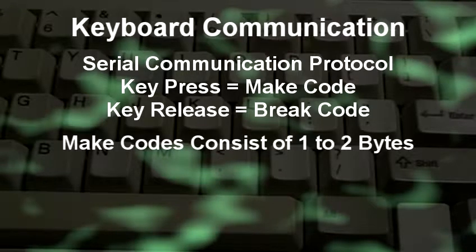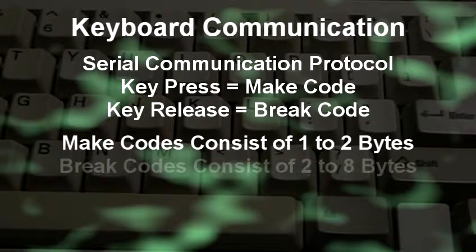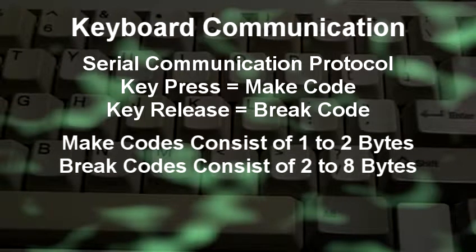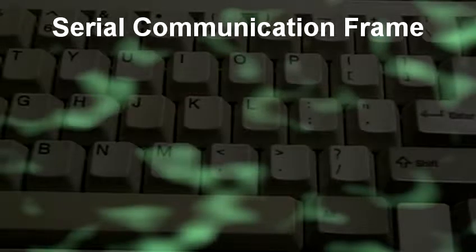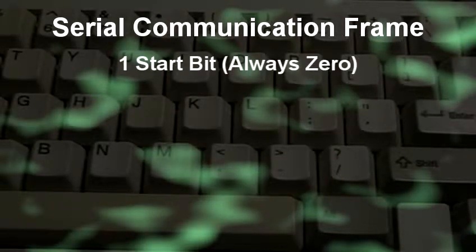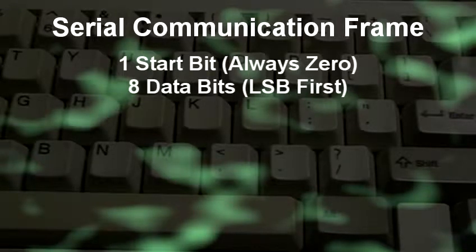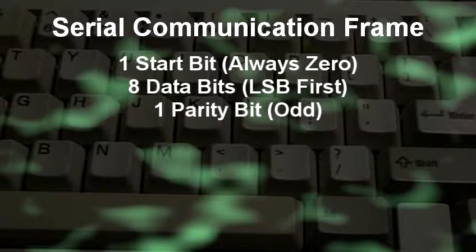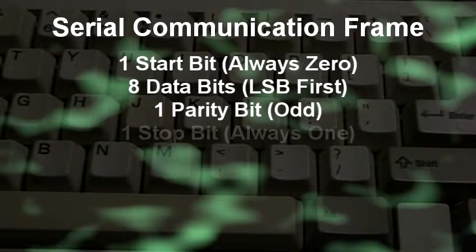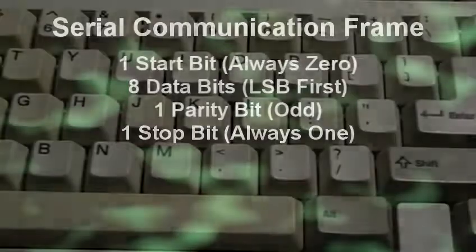Almost all make codes consist of a single byte, while most break codes consist of 2 to 3 bytes, though some can go as high as 8 bytes. The frame generated from a key press consists of 1 start bit, always 0, 8 data bits, with the least significant bit first, 1 parity bit, odd parity, and 1 stop bit, which is always 1.